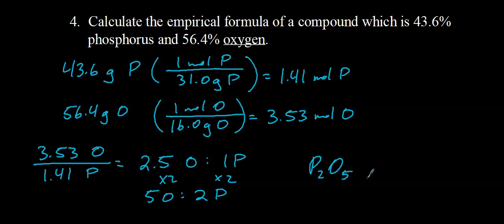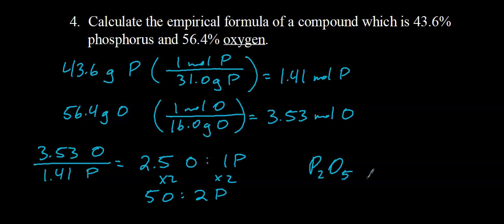Now, what are some other decimal ratios that we would need to multiply? Well, what if you have a 2.33 to 1 ratio? Is that close enough to round down to 2 to 1? Nope. In that case, we're going to multiply by 3. Or what if we had a 2.25 to 1 ratio? This time we're going to multiply by 4. What if we had a 2.20 to 1 ratio, or just a 2.2 to 1 ratio? That time we're going to multiply by 5.